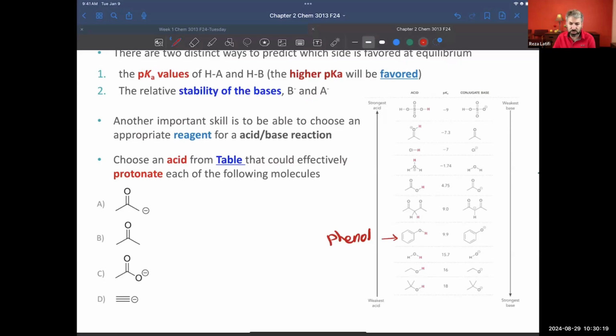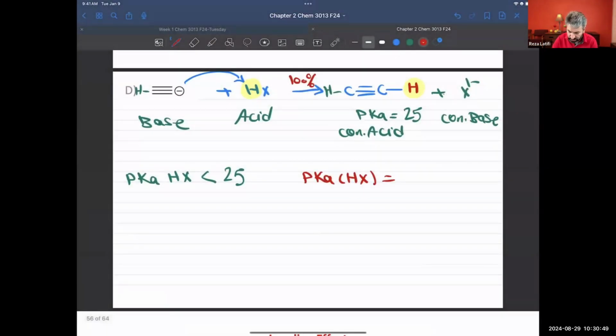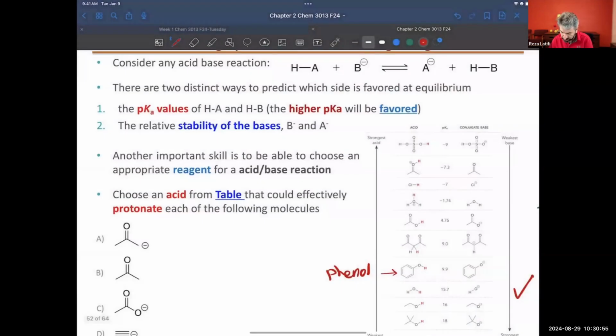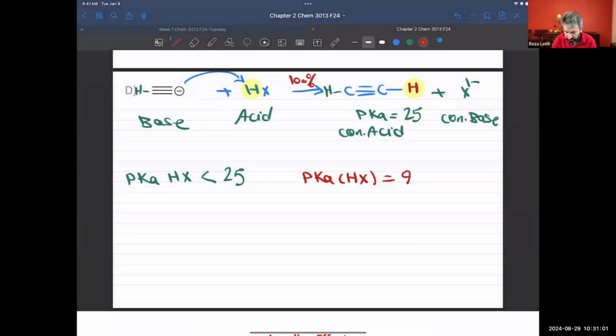Of course, you can use water as well. But I'm telling you, the smaller the number that you use, the better. So let's pick, for example, phenol. But anything from this table is acceptable, because the pKa we're dealing with is 25, and all the pKa's we see here are less than 25. So anything is possible. I'm going to use phenol, and phenol has a pKa, I believe it was around 9. Let's double check it again, 9.9. So let's use phenol, which is 9.9.